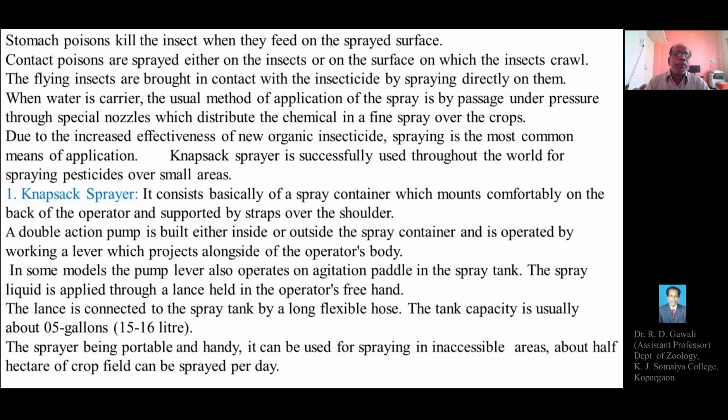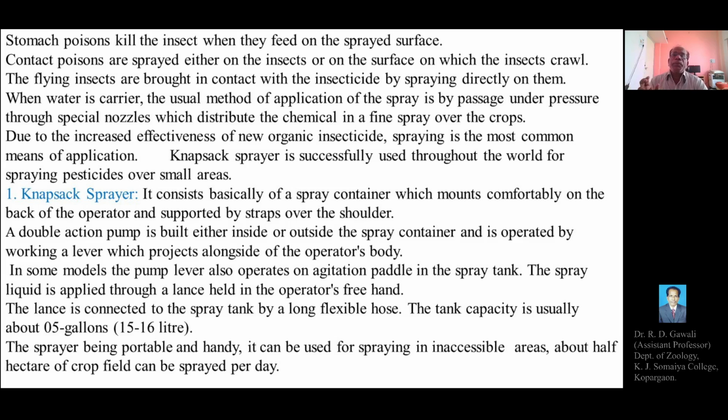A double action pump is built either inside or outside the spray container and is operated by a working lever which projects alongside the operator's body. So this is the description of the structure and components of the knapsack sprayer. It consists basically of a spray container which mounts comfortably on the back of the operator and is supported by straps or belts over the shoulder.